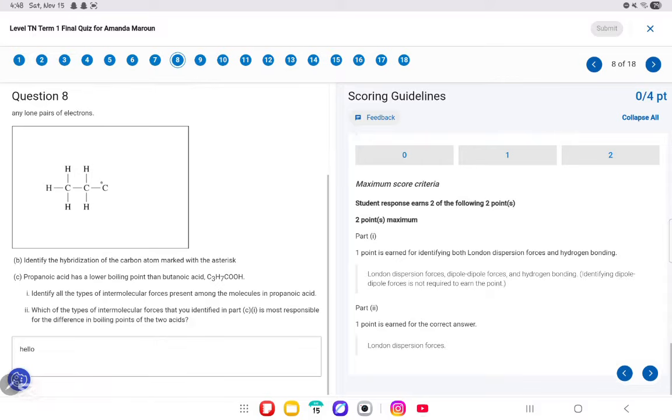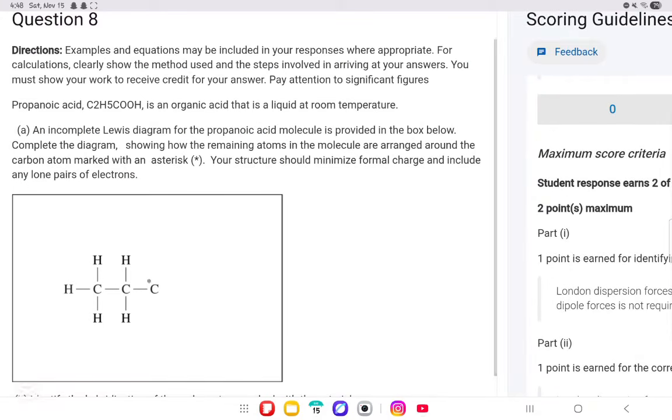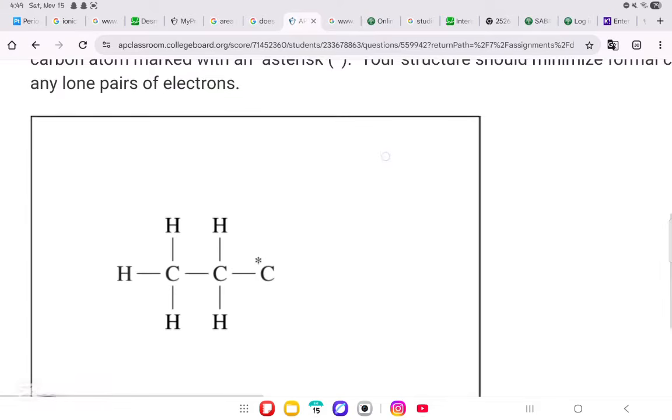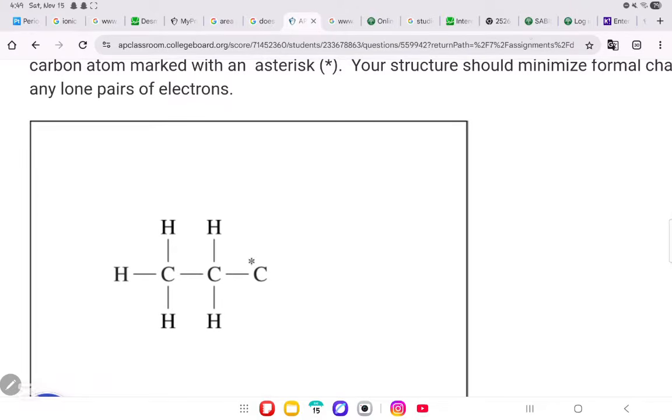What does it say in question number 8? They said propanoic acid, C2H5COOH, is an organic acid that is a liquid at room temperature. An incomplete Lewis diagram for the propanoic acid molecule is provided in the box below. Complete the diagram showing how the remaining atoms in the molecule are arranged around the carbon atom with an asterisk. You should minimize formal charges and include any lone pairs of electrons. So here they're telling us that this is C2H5COOH, right?